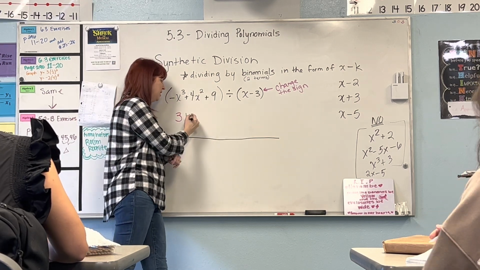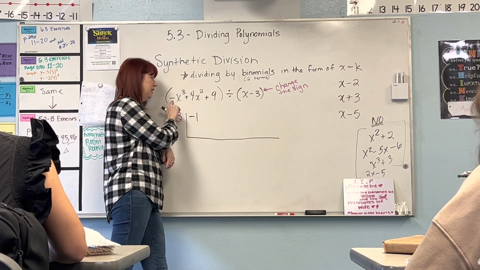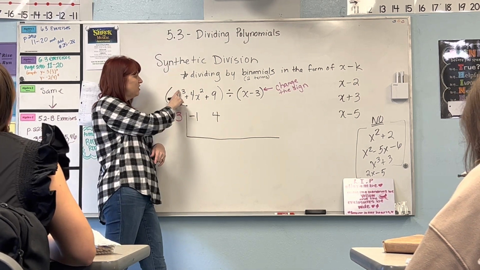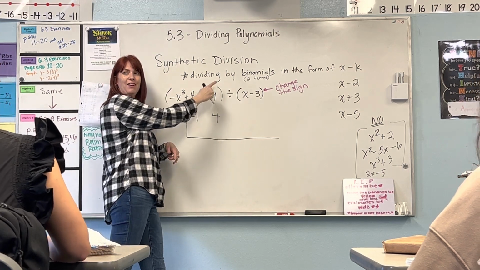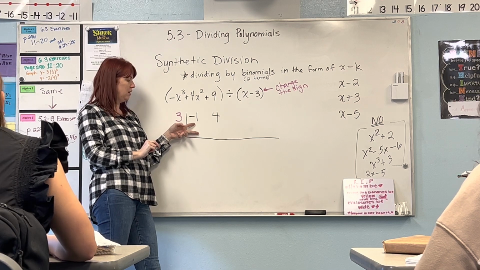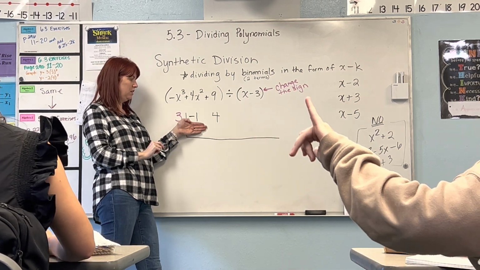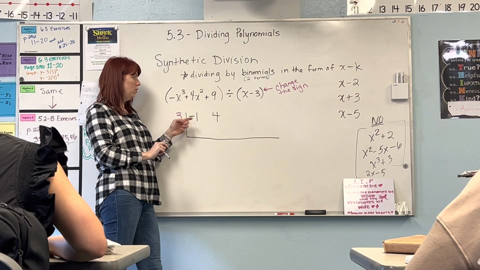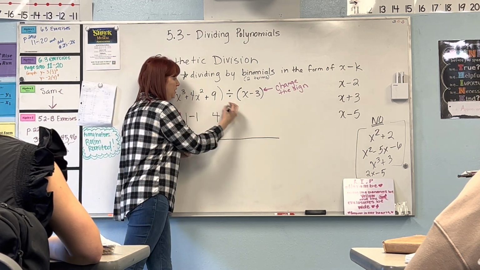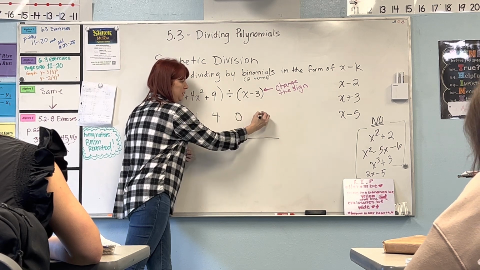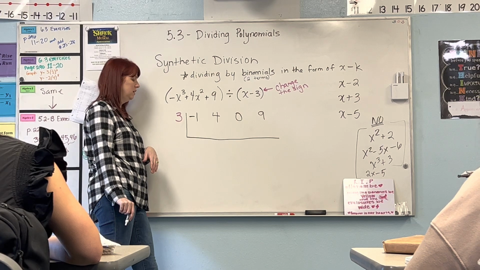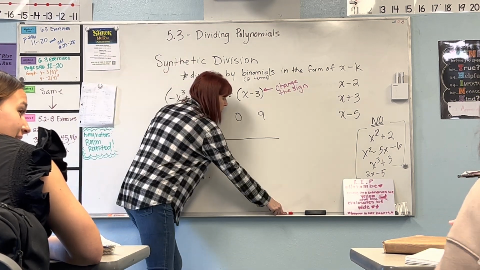I heard someone say this is -1, perfect. Then this one is 4. So we have x to the third, x squared we don't have. You don't put signs; if it's positive, you don't have to put a plus sign. Then a 0, because there's no x, and then a 9. So -1, 4, 0, 9.